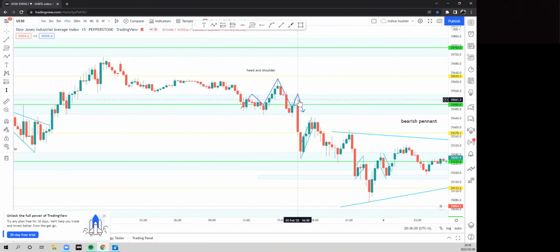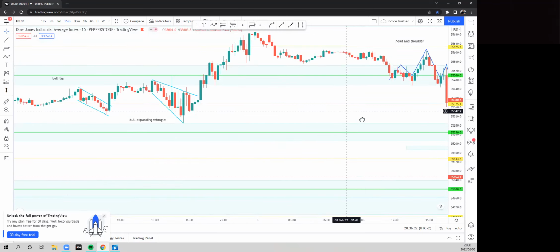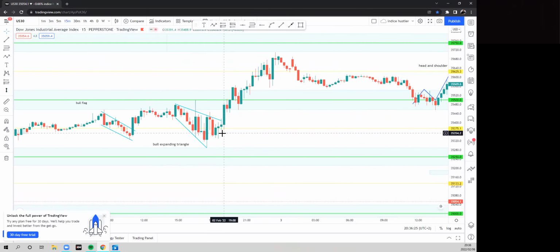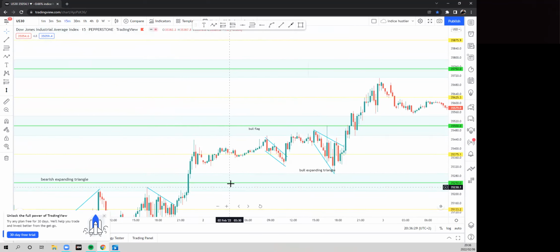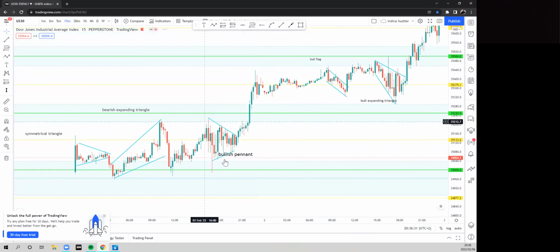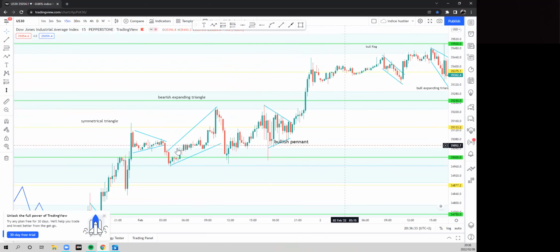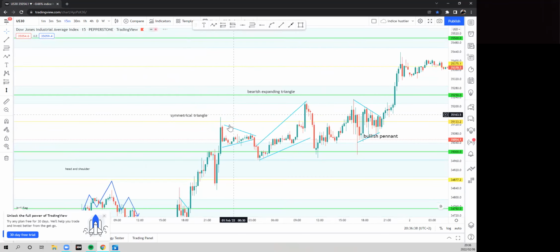Look here, head and shoulder, price must go down. Bullish expanding triangle, price must go up. Bullish flag, price must go up. Bullish pennant, price must go up. Bearish expanding triangle, price must go down. Symmetrical triangle.